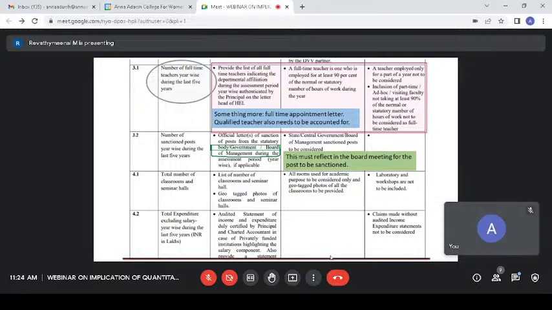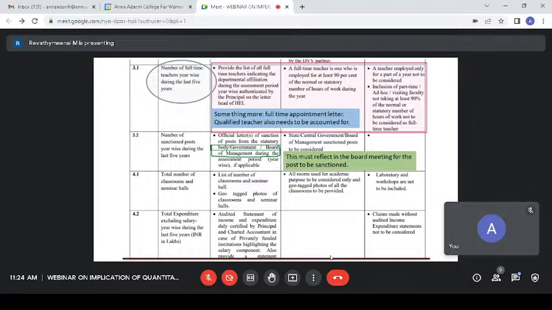At least 90% of the normal statutory number of hours, if it is not being completed, then in that case he will not be counted as a full-time teacher. This is what NAC is saying. But what does NAC check besides this?